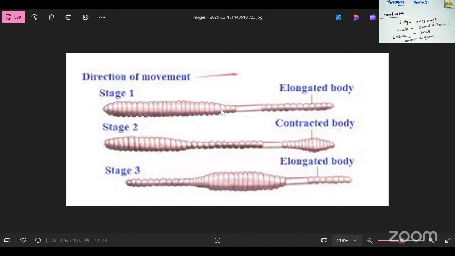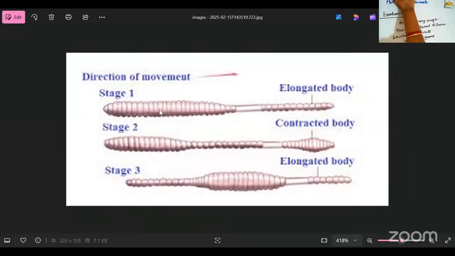Then it fixes the front end and releases the rear end. The back end is released, so automatically it contracts in that place. The second action is that the back portion contracts the body. Then it shortens the body and pulls the rear end forward. So this is the third action. Movement, that is, elongation of the body.